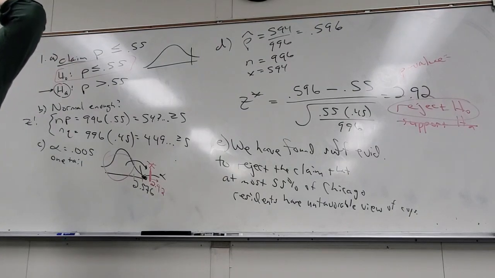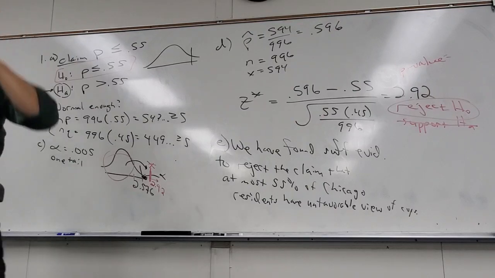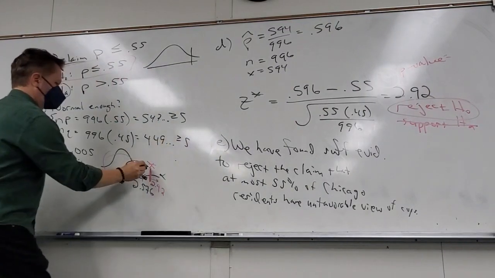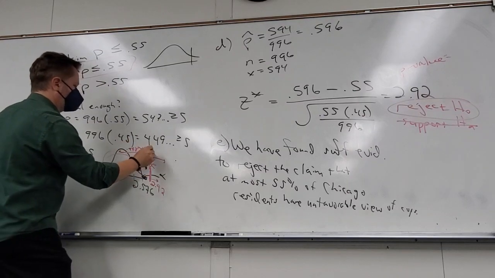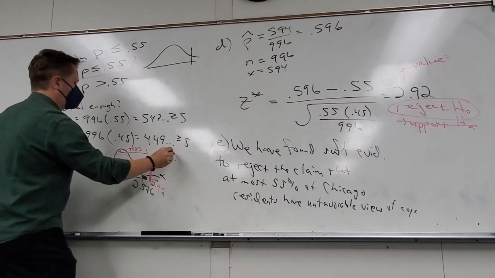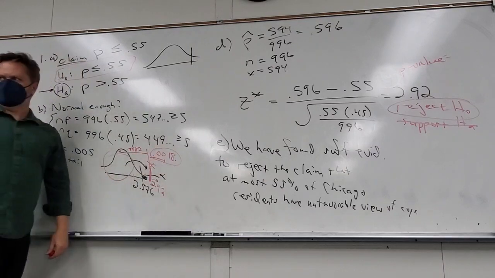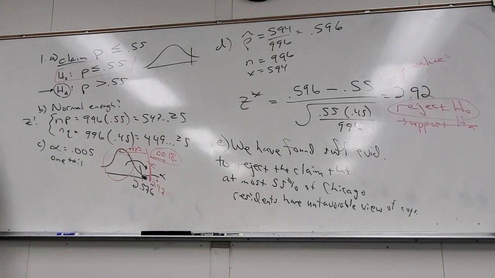On the non-shortcut, it's 99.82. All right. So this is 99.82. So the area in the tail is 0.0018, which is what you got when you use the shortcut, right? Okay.